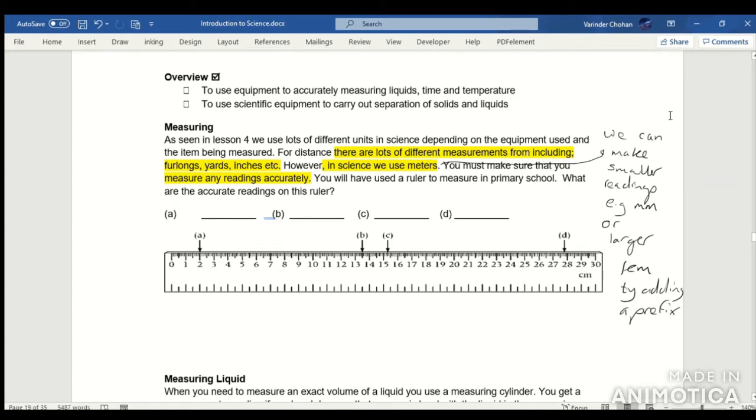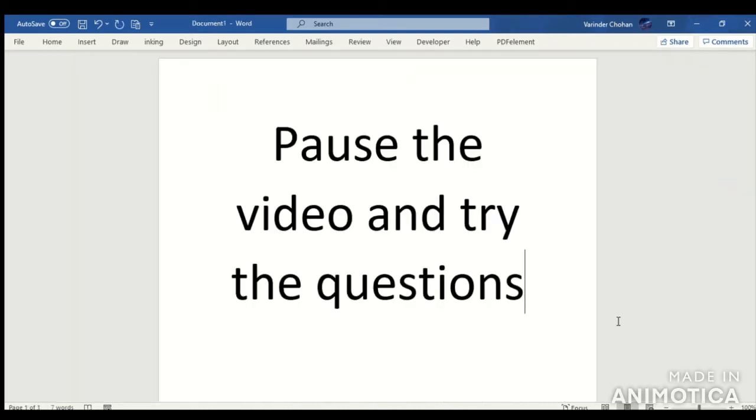You must make sure that you measure any readings accurately. You will have used a ruler in primary school to do measurements. What are the accurate readings on this ruler below? Write your answers in the blank spaces. Pause the video, have a go, and come back and check your answers.